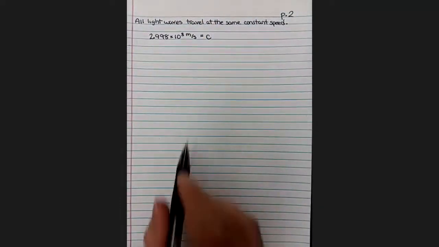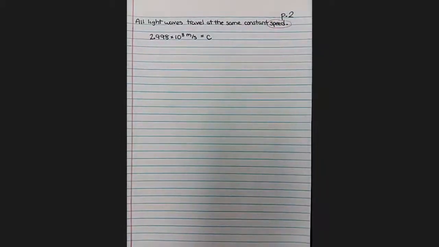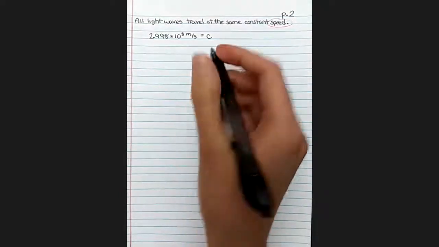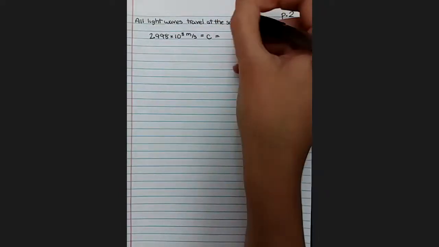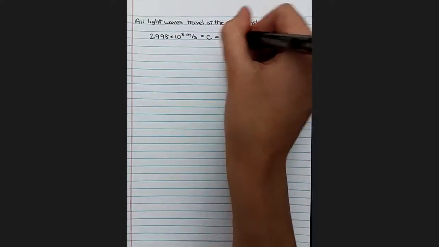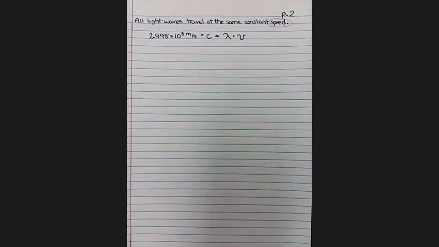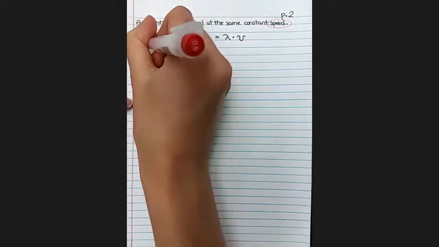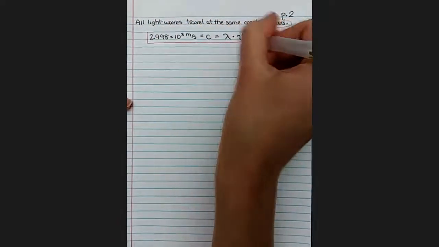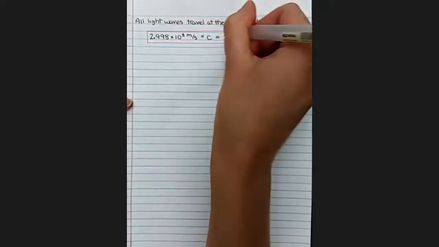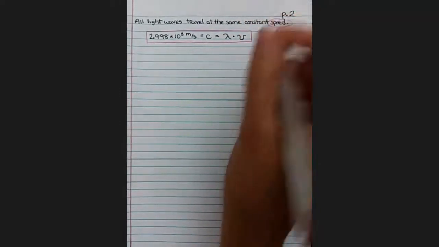And the speed, which is a property of waves, is related to two of the other properties, the frequency and the wavelength. Remember how we said they were inversely proportional? This formula indicates that. So the speed of light equals the wavelength times frequency.